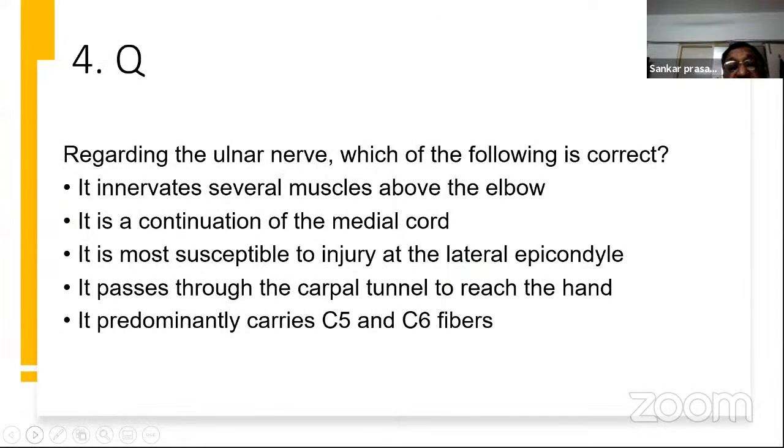So regarding the ulnar nerve, which of the following is correct? It innervates several muscles above the elbow. It's a continuation of the medial cord. It is most susceptible to injury at the lateral epicondyle. It passes through the carpal tunnel to reach the hand. It predominantly carries C5 and C6. I think it is a very easy question, and people can answer this very easily.